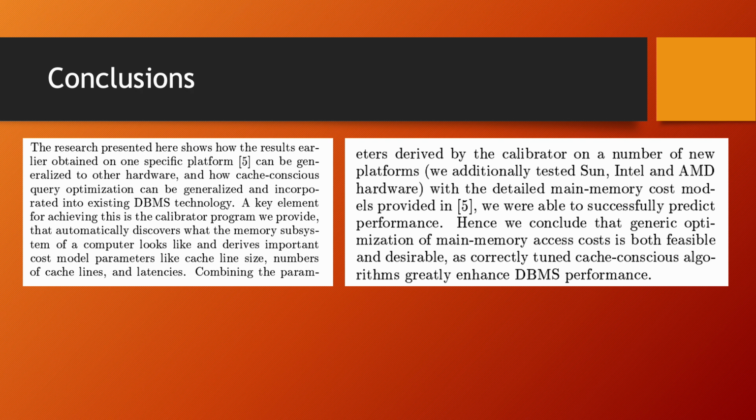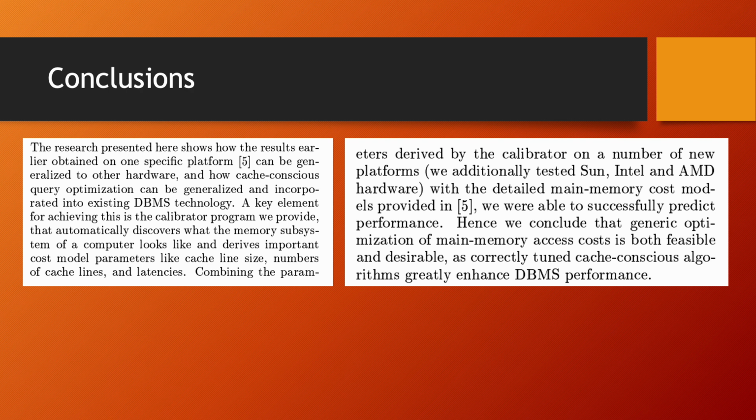Looking at the conclusion, the research presented in the paper shows that the results earlier obtained on one specific platform can be generalized to other hardware, and how cache-conscious query optimizations can be generalized and incorporated into existing DBMS technology. A key element for achieving this is the calibrator program they provide that automatically discovers what the memory subsystem of the computer looks like, and derives important cost model parameters like cache line size, number of cache lines, and latencies.